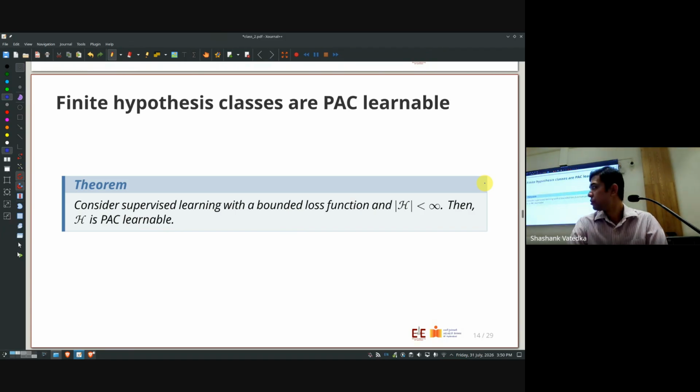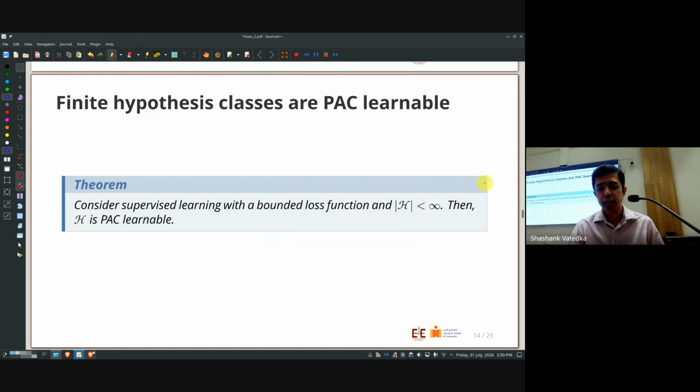All right. So one thing which is not very hard to derive is the following, that finite hypothesis classes are PAC learnable. So irrespective of what the feature space is, even if x is infinite, if the number of predictors in your hypothesis class is finite, then if you have enough samples, you can achieve arbitrarily small epsilon delta error.